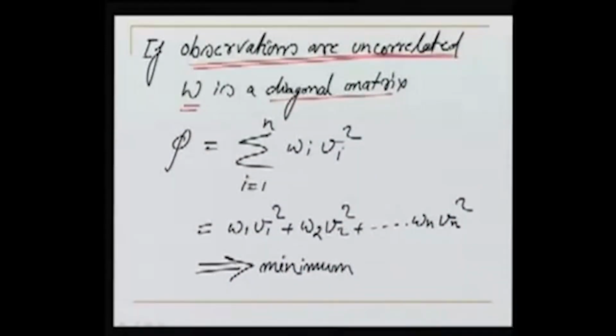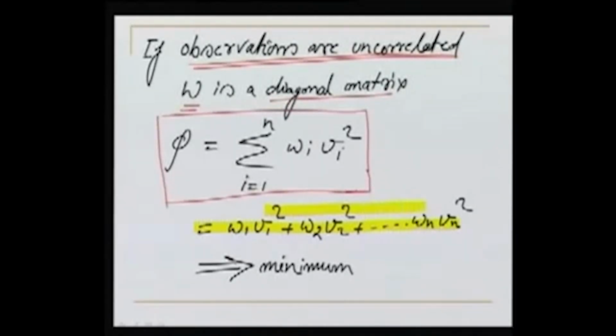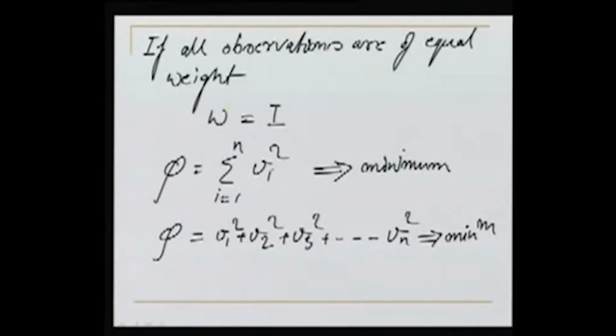If it is so, the W matrix will be a diagonal matrix and our least square solution appears like this, which we can further write as, so we are taking the weights into account here, W1 V1 square plus W2 V2 square plus so on, and Wn Vn square. And what we will try to do is make this minimum in our least square approach.